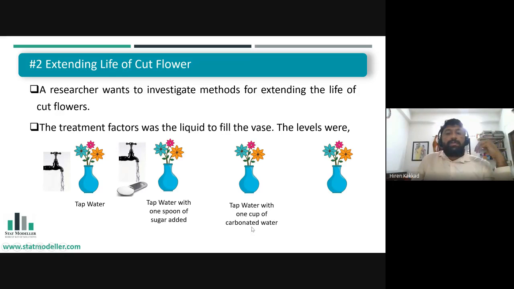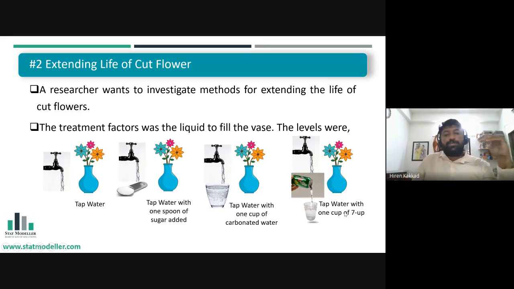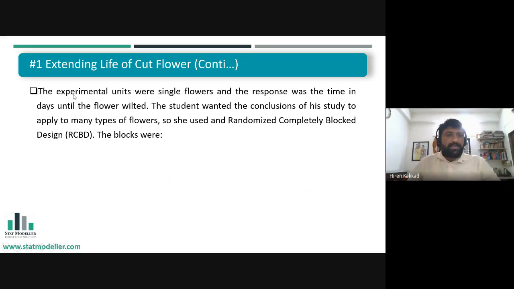And the third is tap water with 1 cup of carbonated water, that is nothing but soda, the water which has CO2, okay, we added that. And the fourth is 7 Up, which we use and drink as a cold drink, so 1 cup of that mixed with tap water, and we keep the flower in it, and see what the life is. Okay, so these 4 treatments were defined. Now the experimental units were single flowers, and the response was the time in days until the flower wilted.